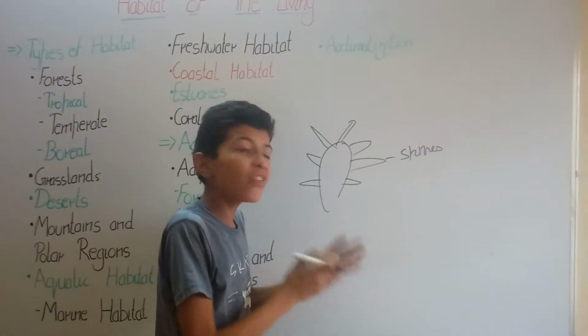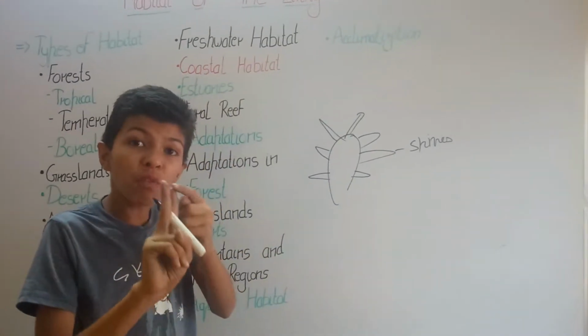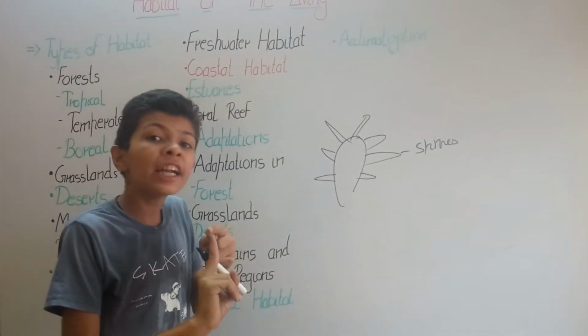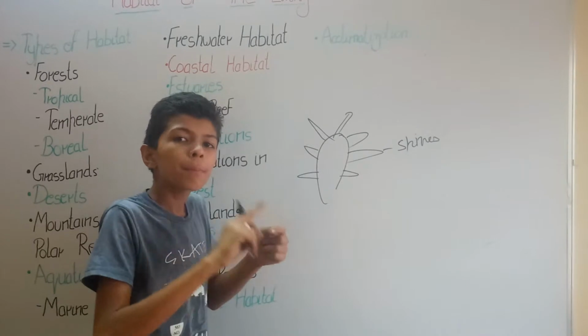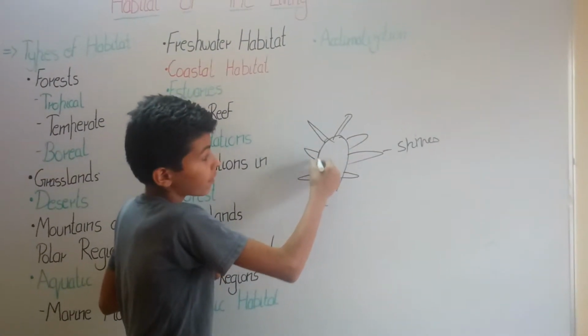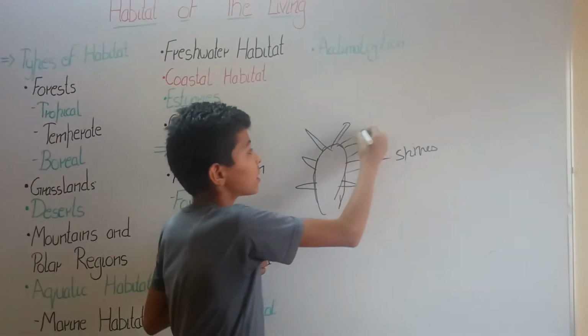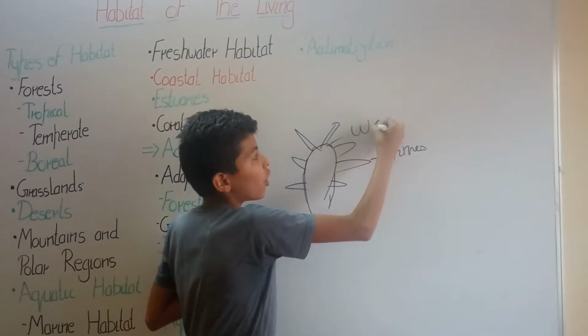These are the modified version of the leaves, used to prevent water loss and even from being eaten by another animal. The body of a cactus has a wax covering on it.